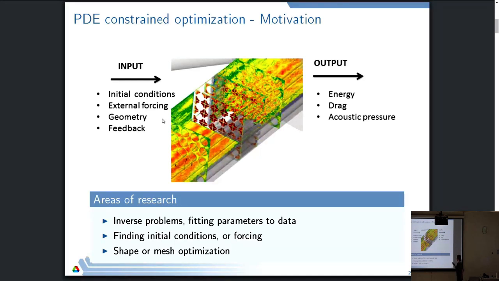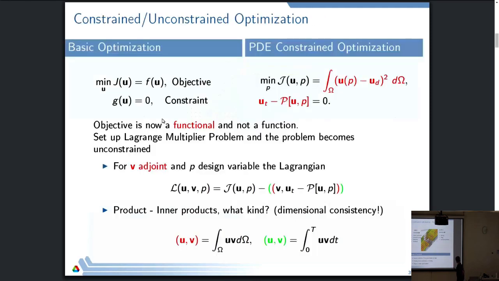So inverse problems, in the end, are PDE constrained optimization problems that you're solving. If you want to find initial conditions or forcing, it's the same. Shape or mesh optimization, the math is also similar there. So it's a pretty big field. And now, what does it actually mean? You have the optimization part and the PDE constraints. So how do these two go together?